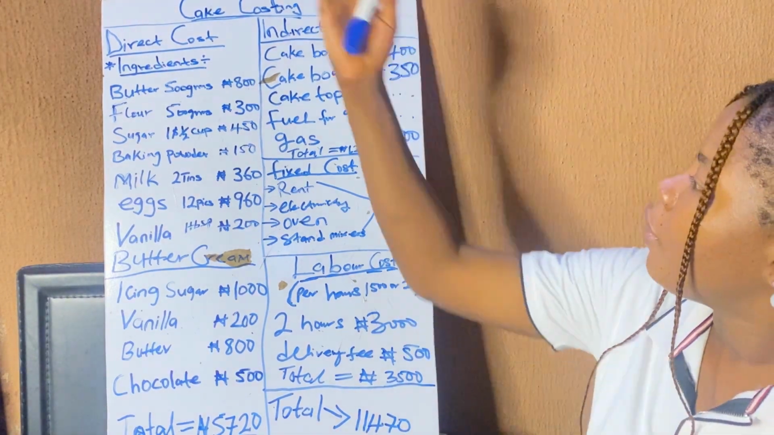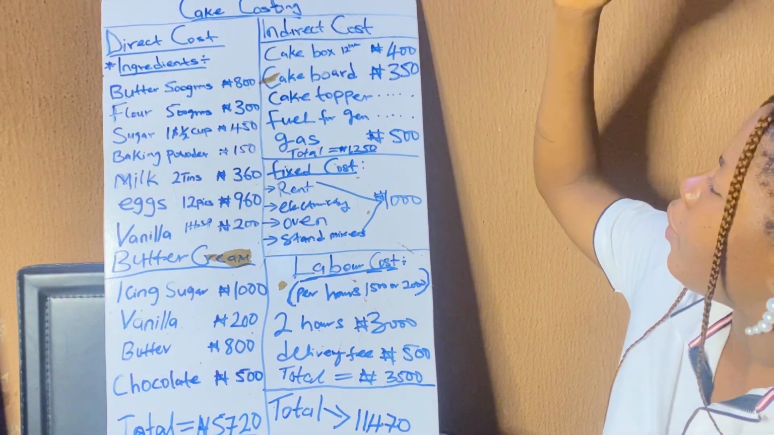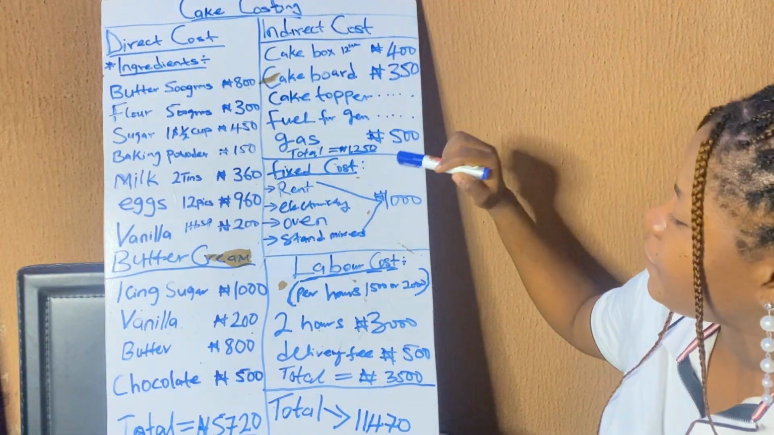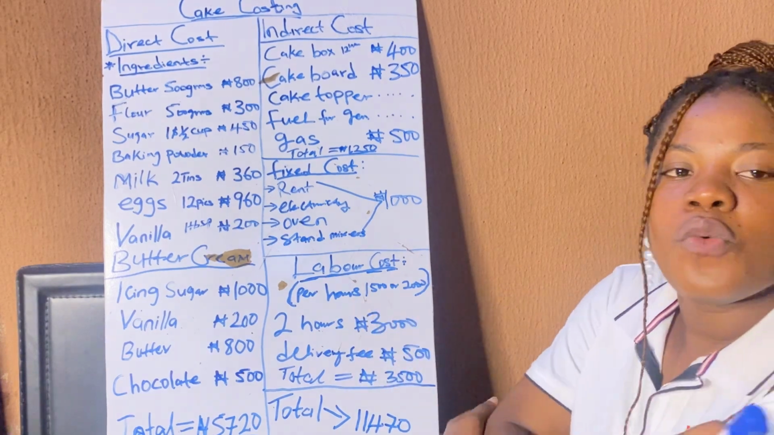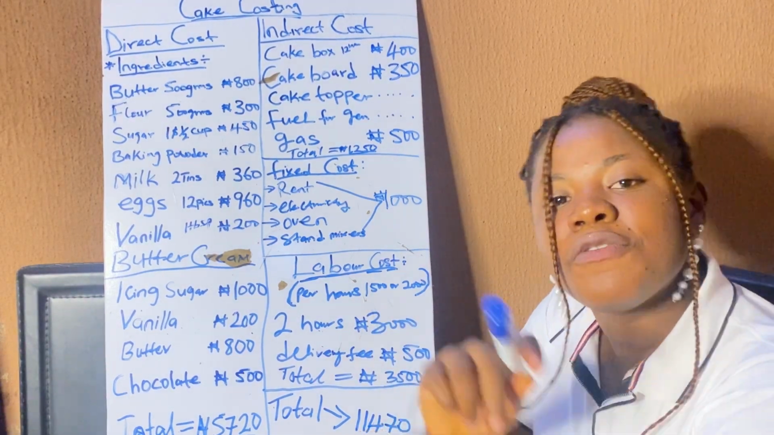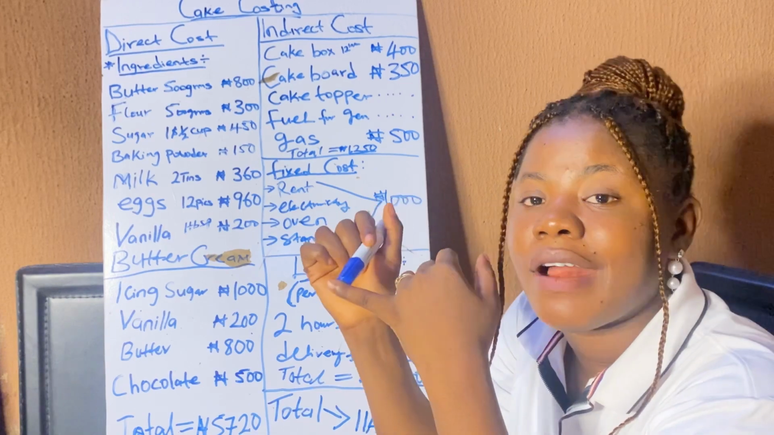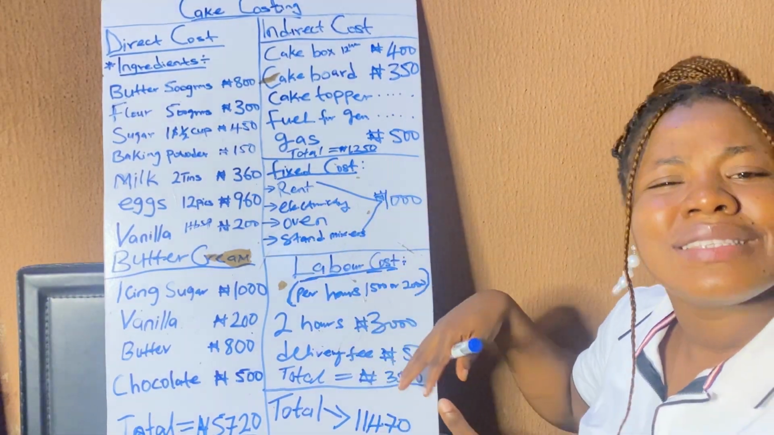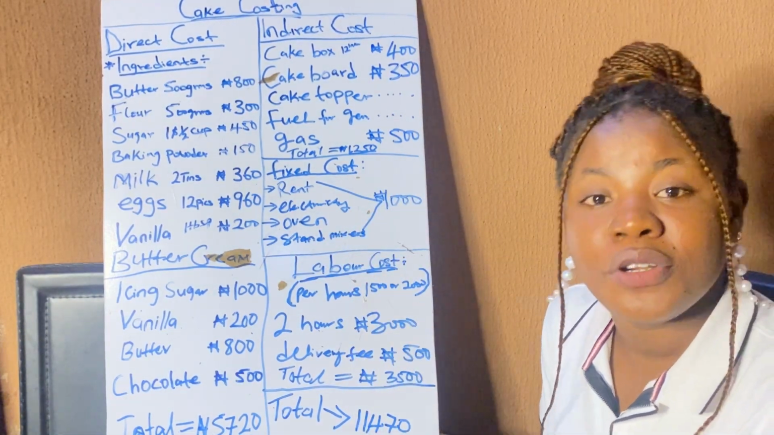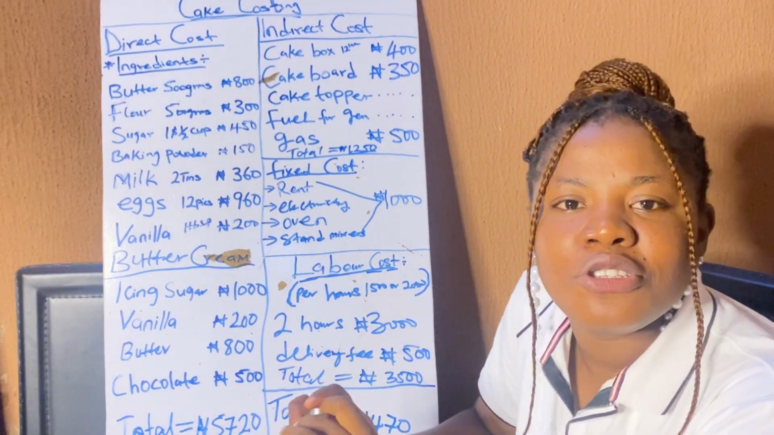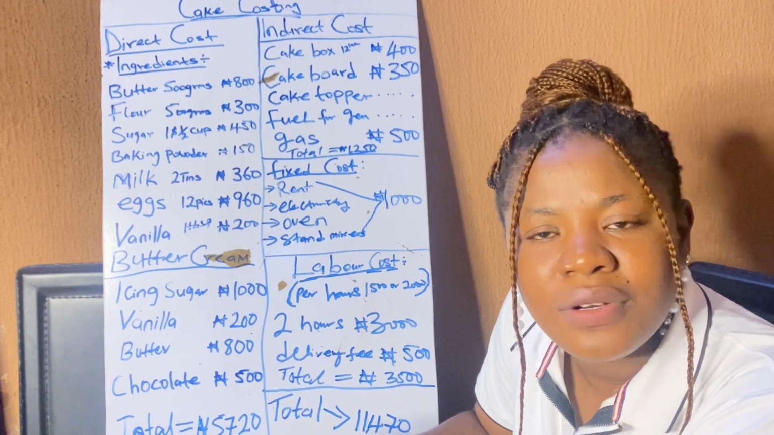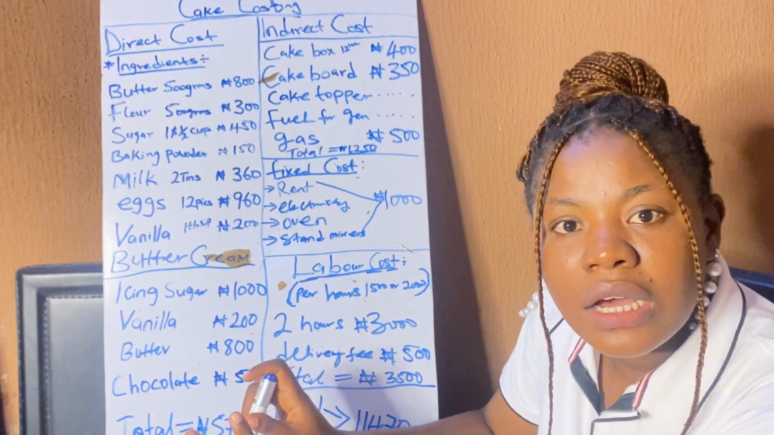Now direct cost plus indirect cost plus fixed cost plus your labor cost equals, we are having 11,470 naira. So let's just call it 11,500.